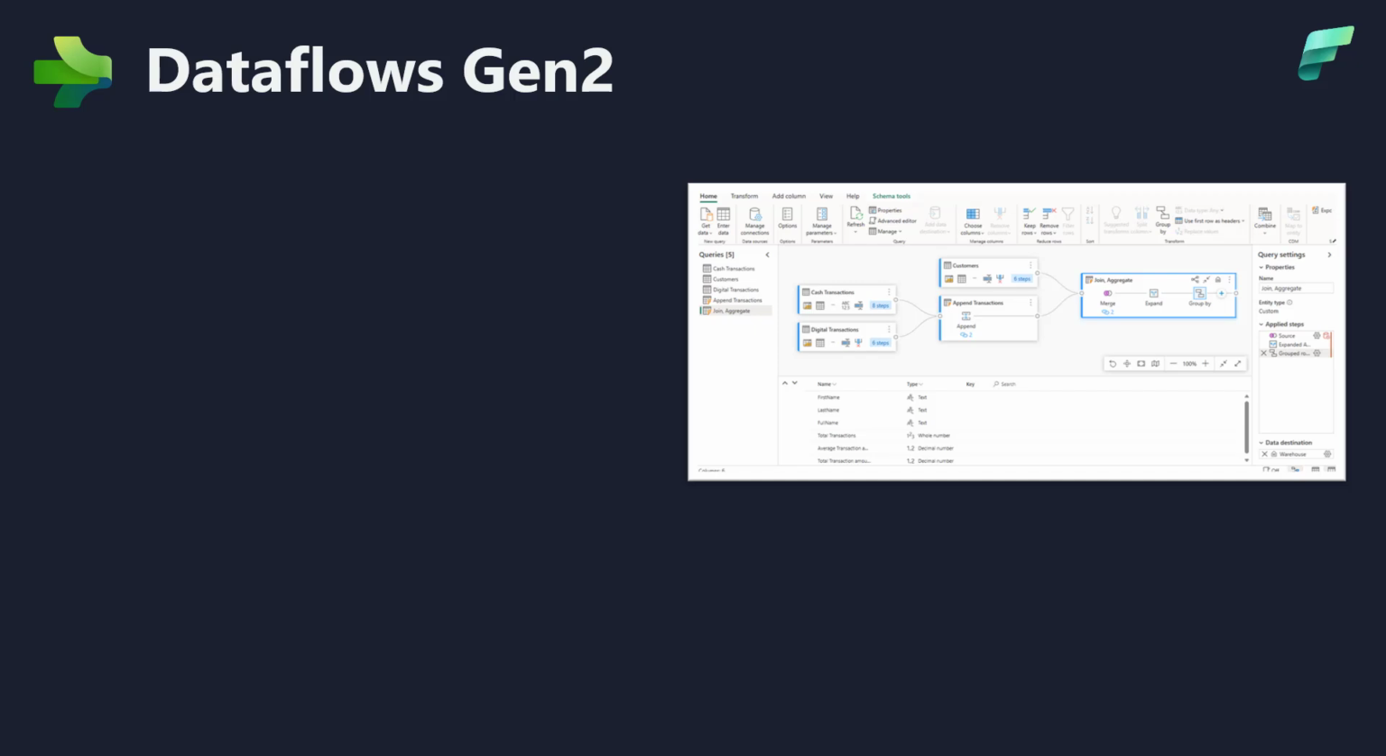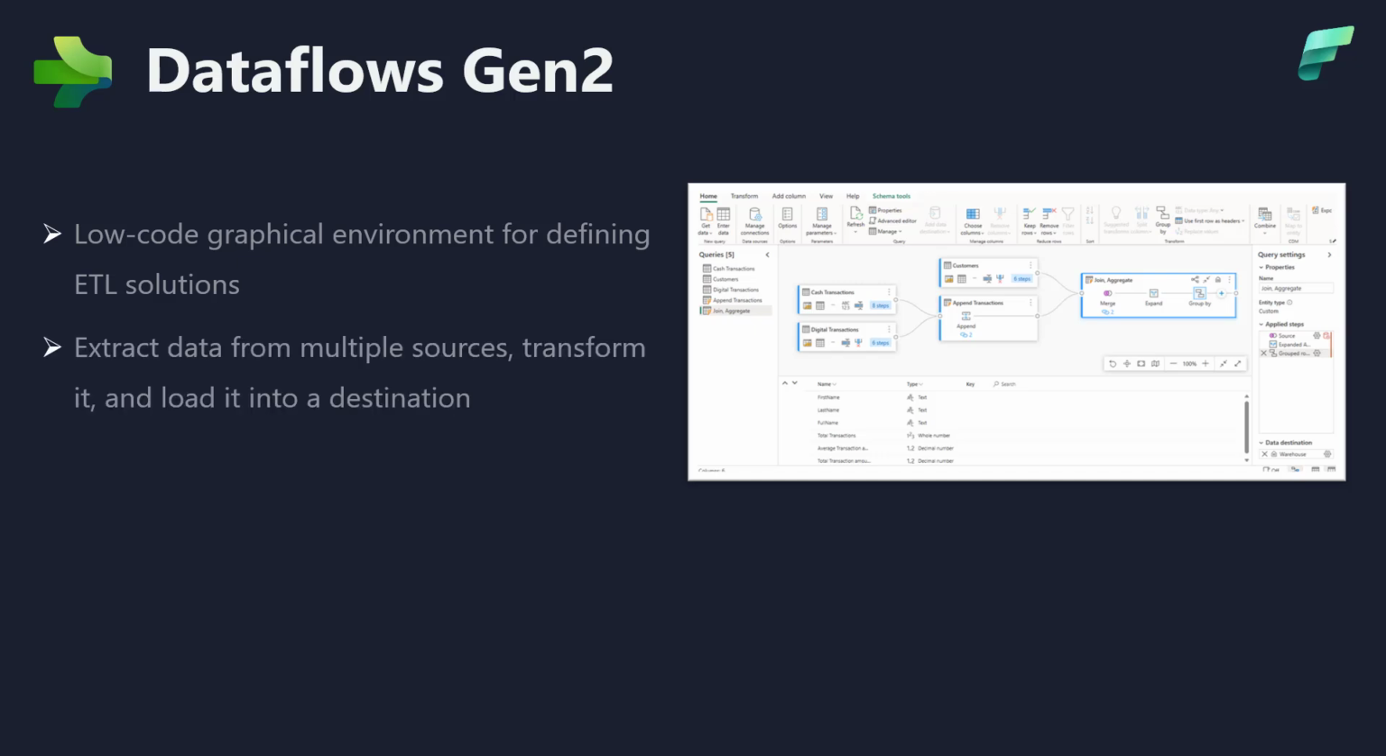So what is a data flow in a nutshell? Data flows are a type of cloud-based ETL, and ETL stands for Extract, Transform, Load, tool for building and executing scalable data transformation processes. Dataflows Gen 2 allow you to extract data from various sources, transform it using a wide range of transformation operations, and load it into a destination. Using Power Query Online also allows for a visual interface to perform all these tasks.